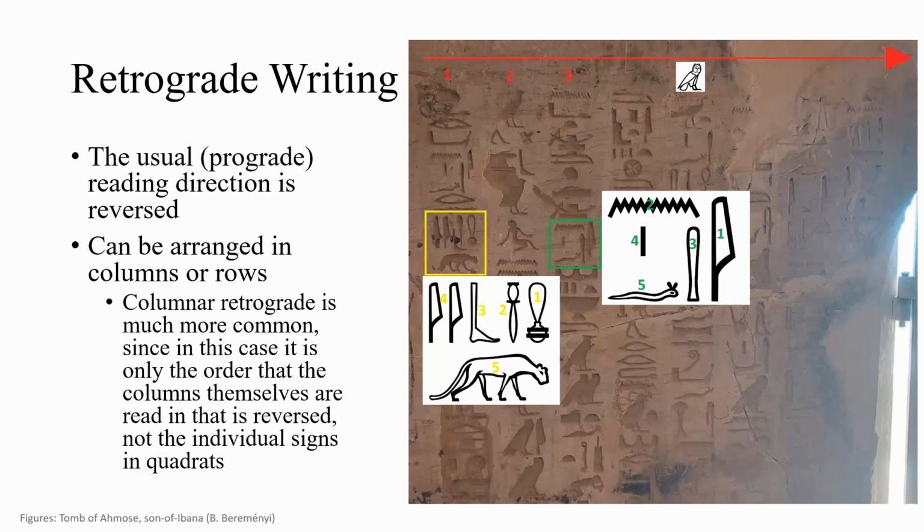And it was actually quite simple to compose because you wouldn't be reversing the signs in the individual quadrats themselves. You'd just be reversing the order of the columns. So as you can see, within this quadrat itself, you still read from right to left, but the columns themselves are read left to right. So it's a very simple operation, both to read and compose a text like this. You merely need to reverse where you start laying out the columns.